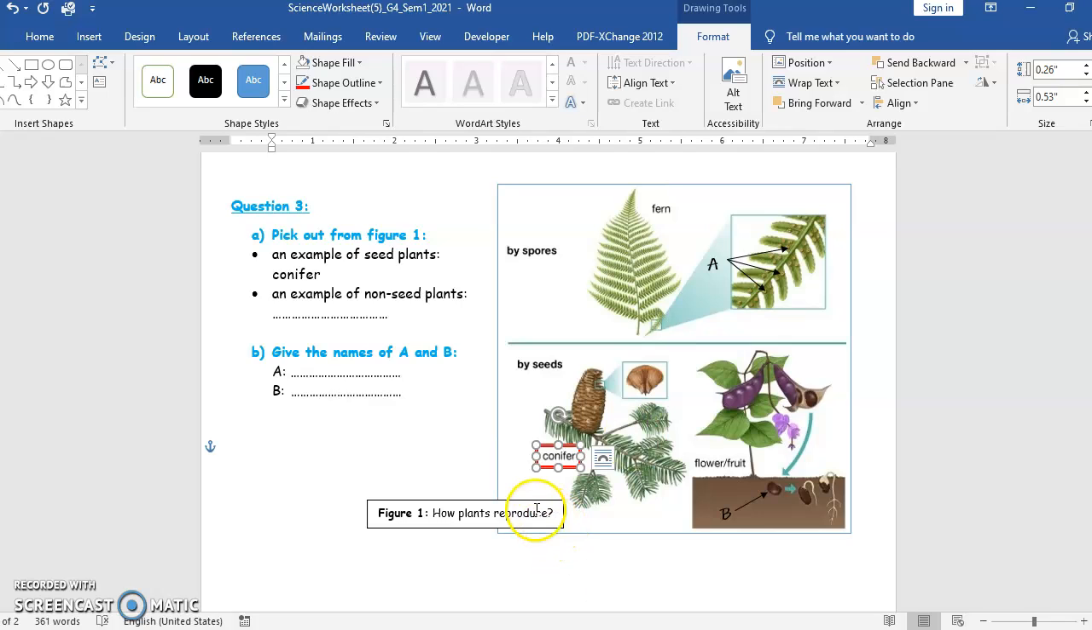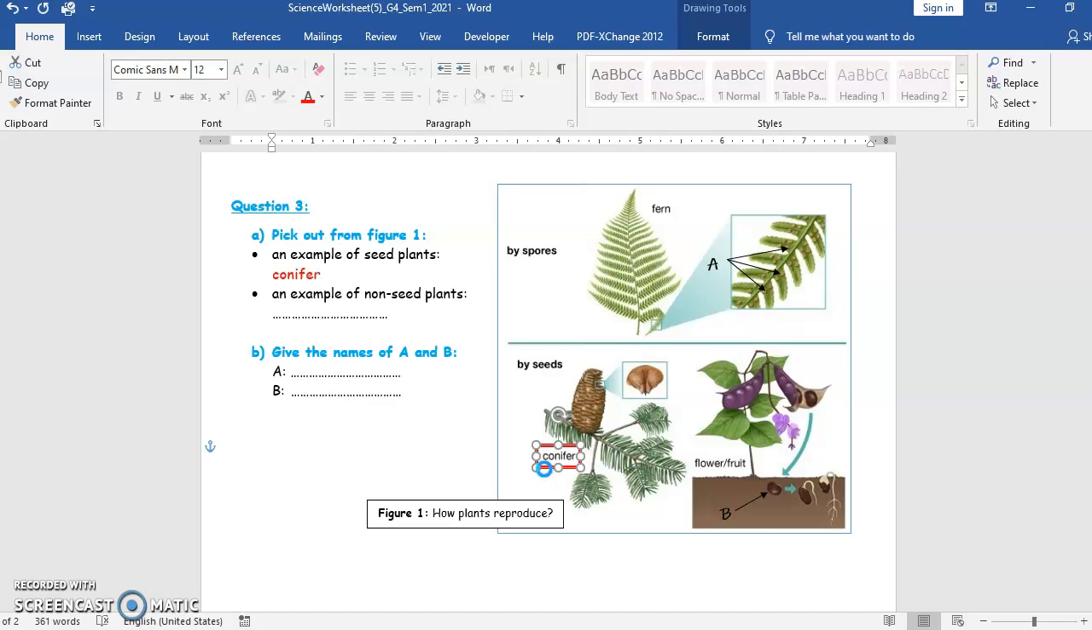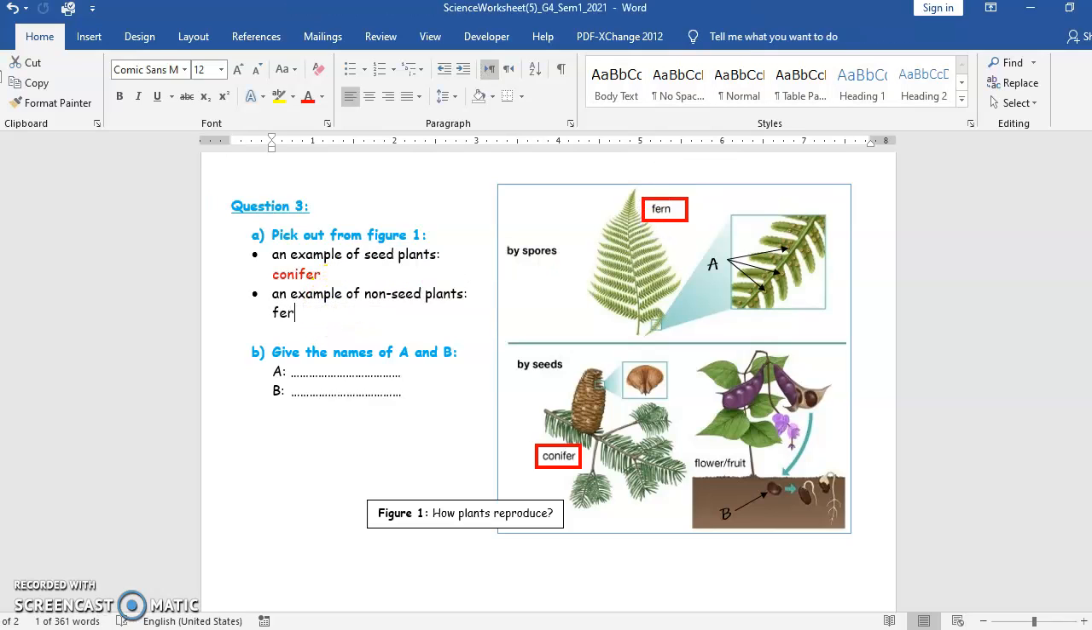How do plants reproduce? The conifer reproduces by seeds. Okay. So an example of seed plants is the conifer. What's an example of non-seed plants? Plants that do not reproduce by growing seeds. We have here the fern plant. So fern is an example of plants that don't reproduce by making seeds, but by making spores.